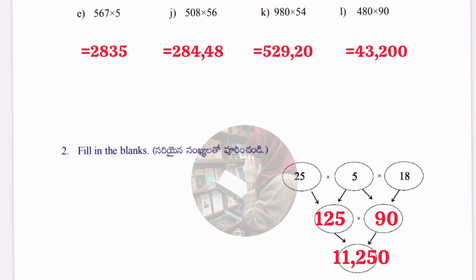Then we have to do the multiplication for 125 multiplied by 90. We'll get 11,250 as the answer. Okay, now we'll move to the next worksheet, that is worksheet number 18.